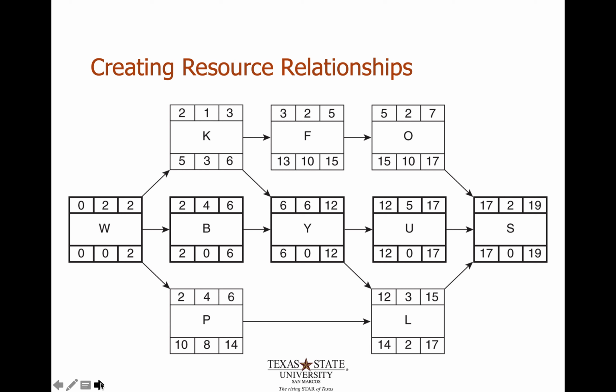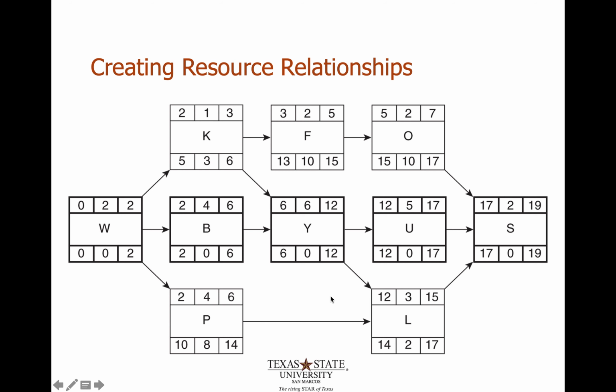We see the critical path goes right through the middle, YB, YUS. It takes 19 days, assuming weeks or months, to complete this schedule. We have some shared float up here between KF and O, and also some shared float up here between P and L. So that's going to be the main tool that we're going to use to manage things if there are any resource problems with this specific schedule we're working on.